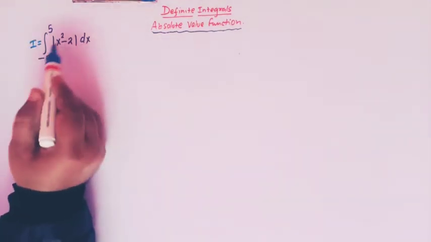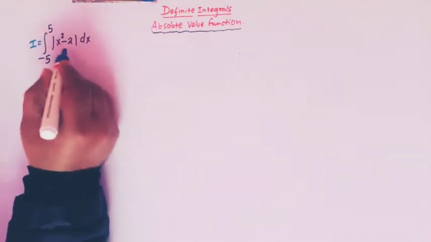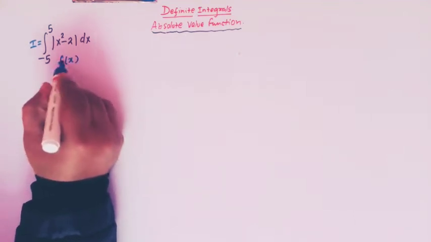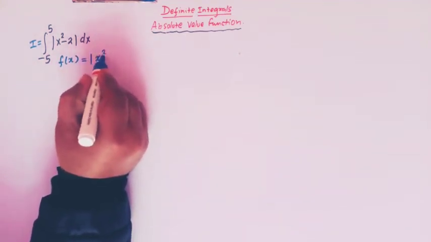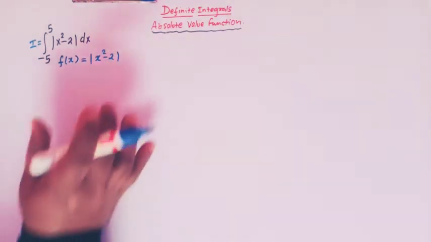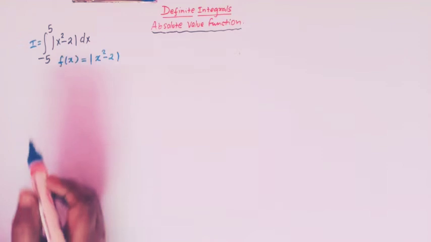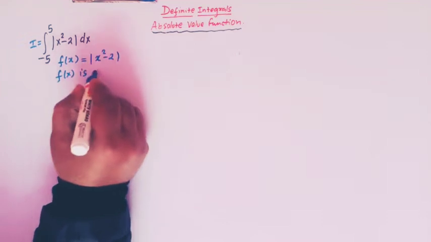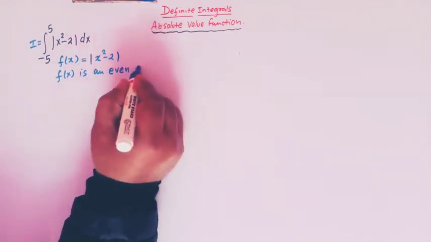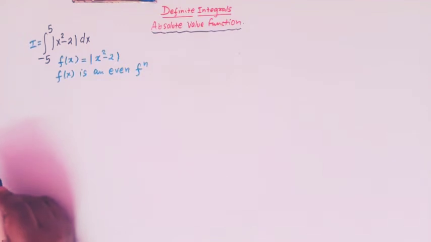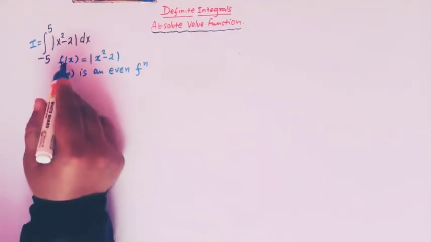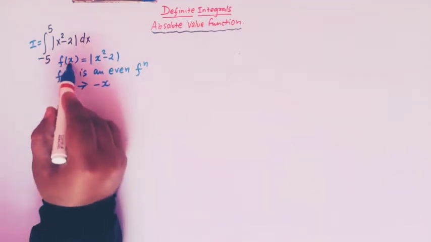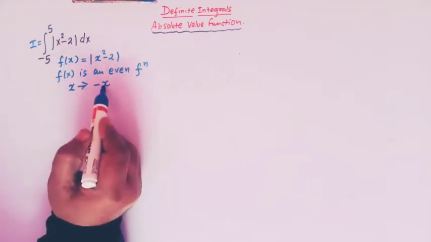So I is the integral, and now let us take this integrand as f of x is equal to mod of x square minus 2. Now we see that this function f of x is an even function. Why is it an even function? Let us see. Let us replace x by minus x in f of x.